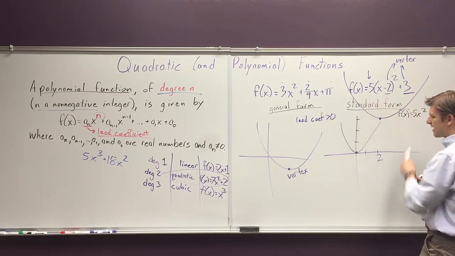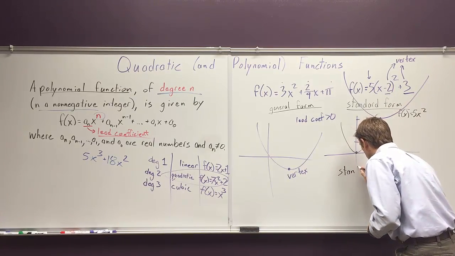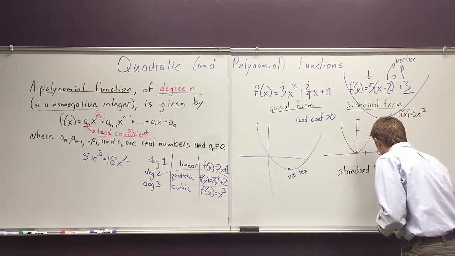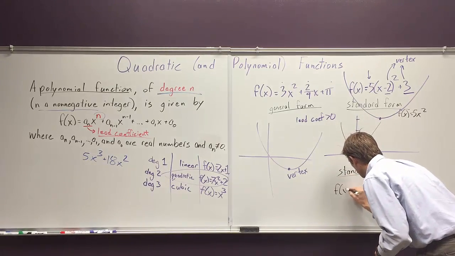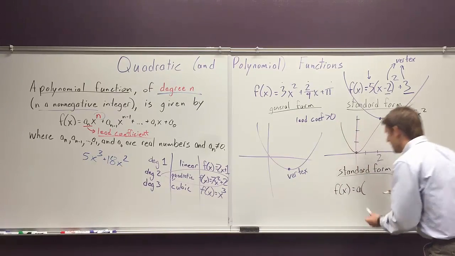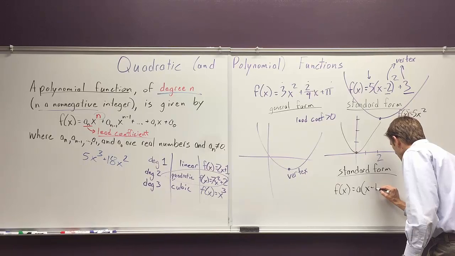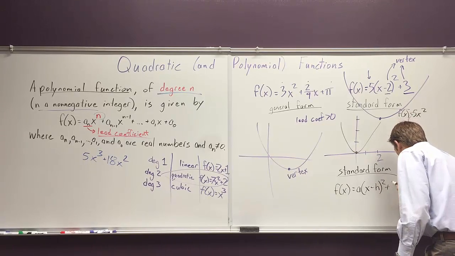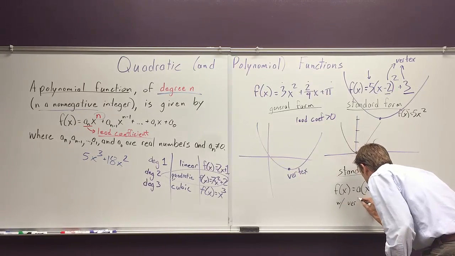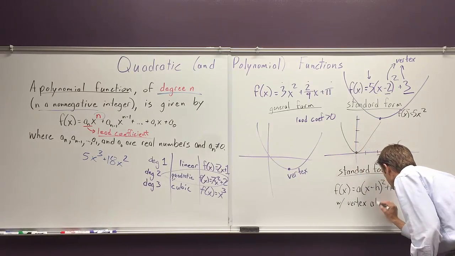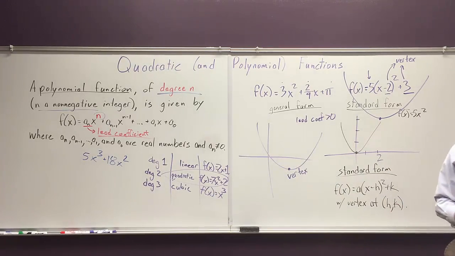Now, this is an example of standard form. In general, standard form for a quadratic function is usually written f of x equals a, where a is the lead coefficient, times (x minus h) squared plus k, with vertex at (h, k).